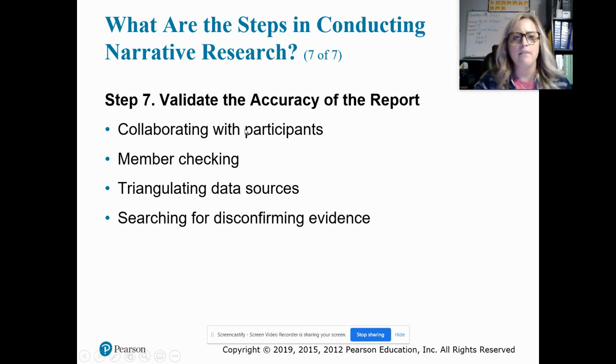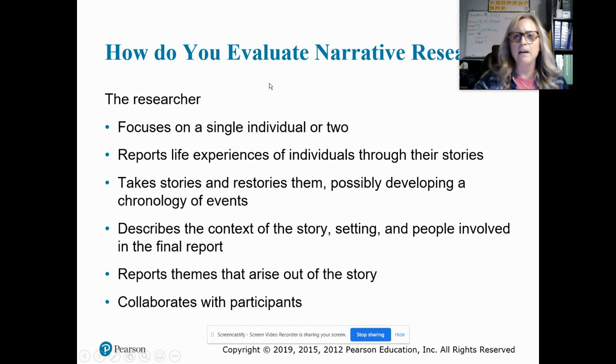Okay, and so then we have our last slide, and it says, how do you evaluate the research? So you've done it. How are you going to evaluate it? At the end, you're going to need to be able to do this. As qualitative research, narrative needs to be consistent with the criteria for a good qualitative study.